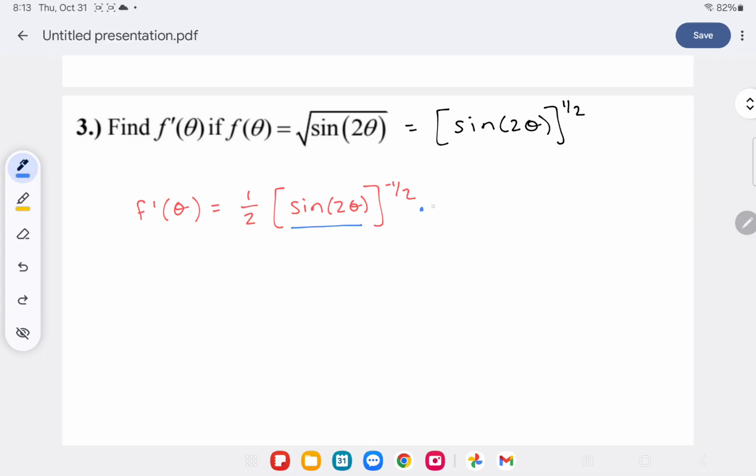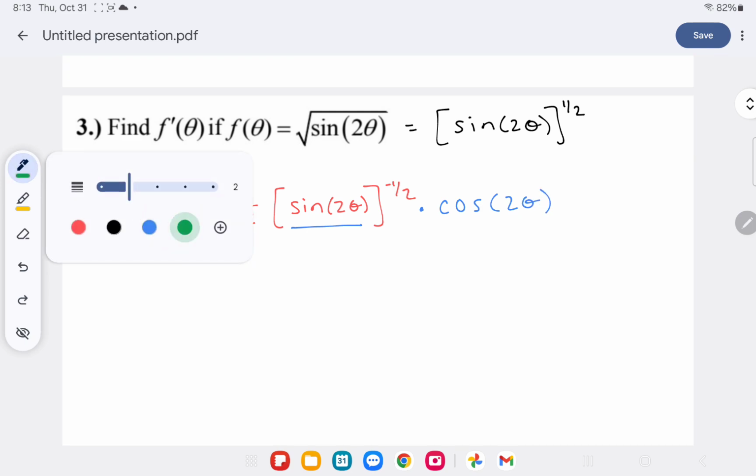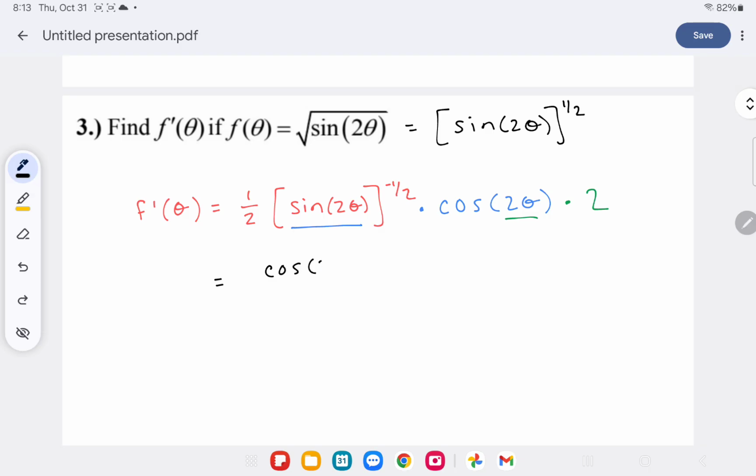The derivative of sine is cosine, so that's going to be cosine of 2 theta. And I still have another inside that I need to take the derivative of to get 2. So when I rewrite this final answer, I have 1/2 times 2 is just 1. I am going to have a cosine of 2 theta in the numerator and the square root of sine of 2 theta in the denominator. Or you could write that as sine of 2 theta to the 1/2 power.